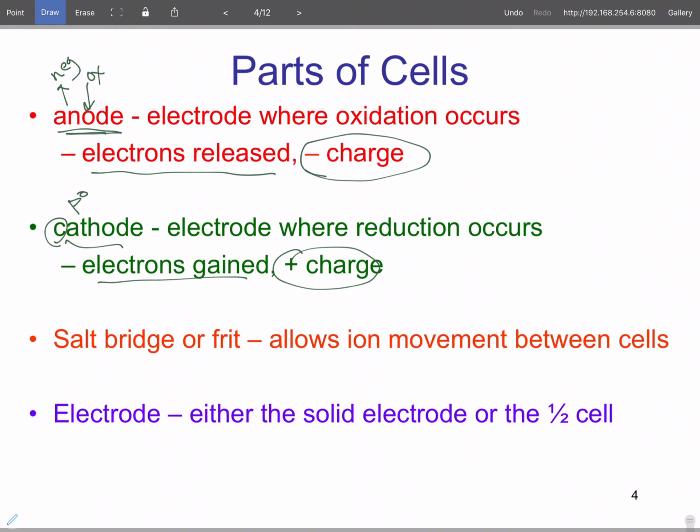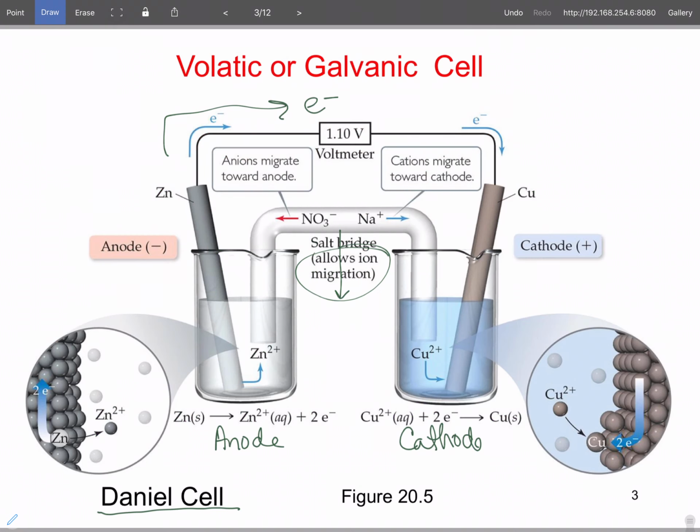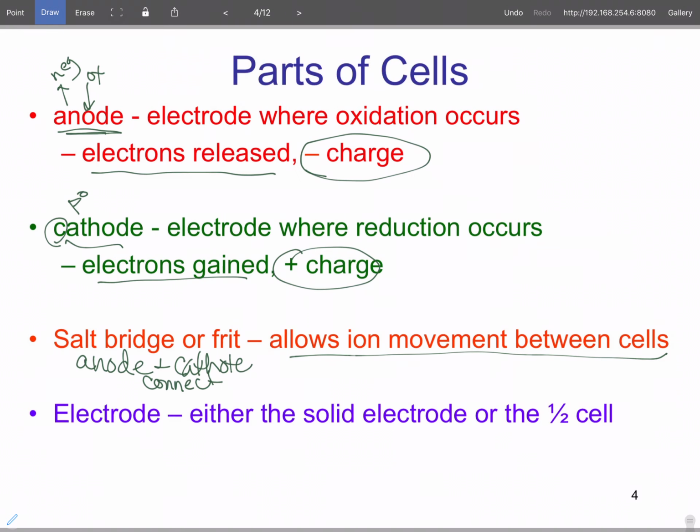Now, the anode and the cathode are connected by a salt bridge or frit. Okay, this is to complete the circuit. This allows the ion movement between the cells. Now, the difference between a salt bridge and a frit is a salt bridge is what we saw previously, where you have a tube with the salt in it, bridging over. A frit is more like a ceramic disc, like a clay pot, where the water can come out.